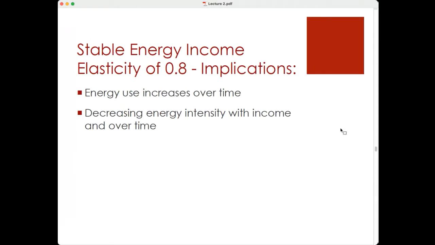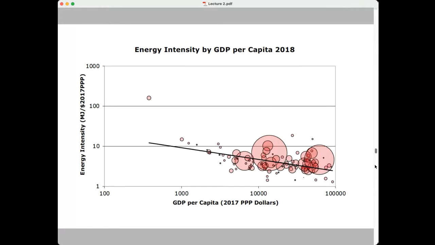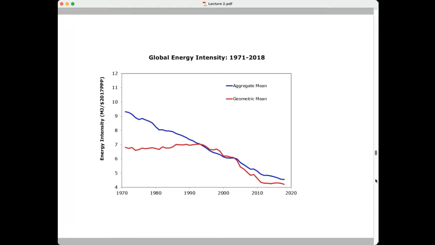If we look, though, at energy intensity, it's lower with income and over time. That's because the coefficient is 0.8, the elasticity of energy with respect to GDP. So this shows income per capita again on this axis, and now energy intensity in megajoules per dollar on this one. And that's declining. So if you're richer, you have a bit lower energy intensity. But again, there is a lot of variation across countries. And globally, there's been a decline.